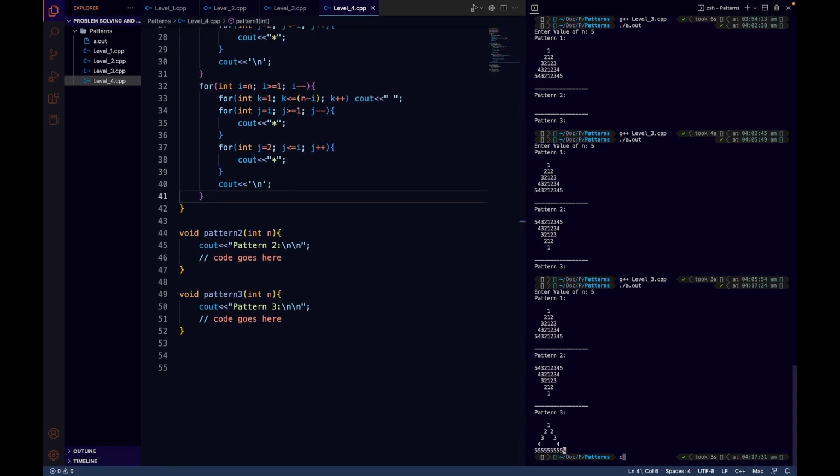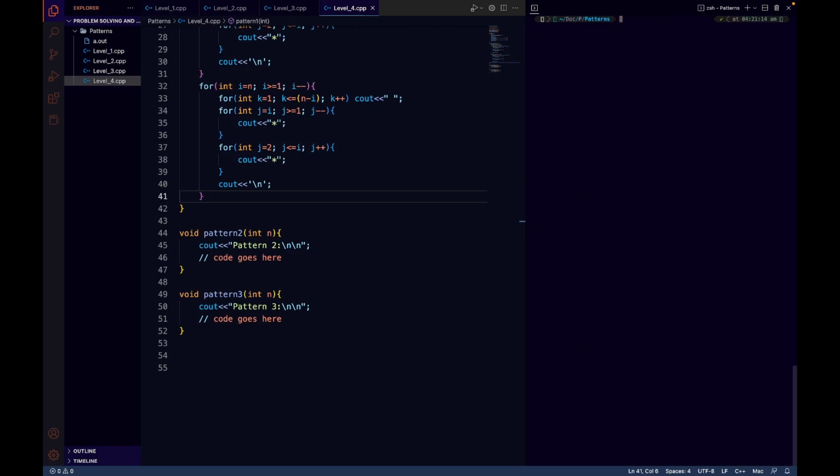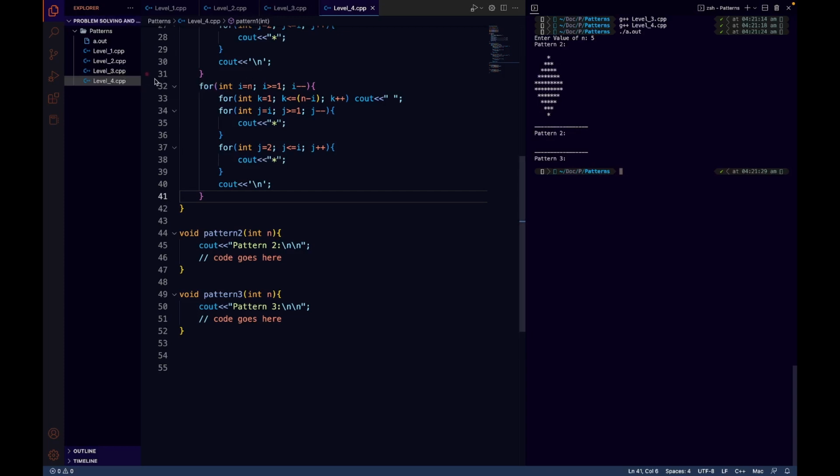Let us clear the terminal first. Now let me build the code real quick. So that is g++ level 3. Oh, sorry, it's not level 3, it's level 4. So level 4, a.out, and let us input the value of 5. By inputting the value of 5 we are getting the desired output. So we just took the code for the pattern 1 and 2 of level 3, merged those, and changed the occurrences of number with the asterisk, and we got the desired result.